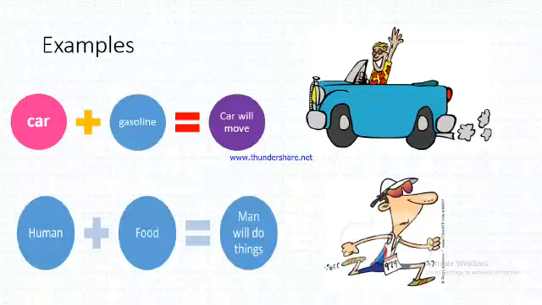Also the car. A car needs energy to move. The source of energy in the car is gasoline. Gasoline is like food for the car. Cars need it to get energy, like here, and to move. So a car needs gasoline to move, and humans need food to do things.